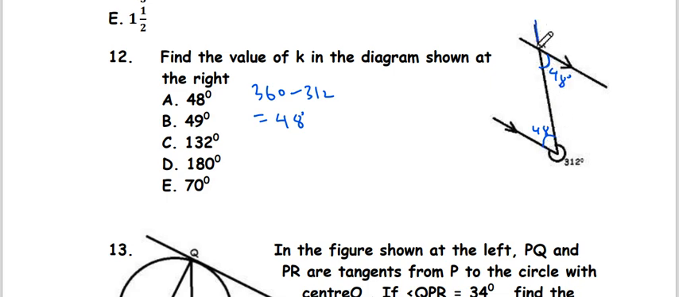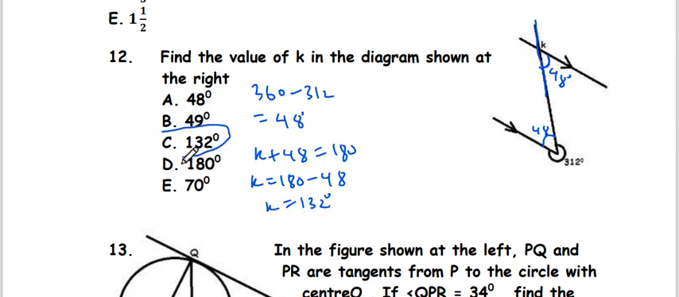Now this is a straight line. So to get k, you say k plus 48 is equal to 180. That's sum of angles on a straight line. So k is equal to 180 minus 48. k is equal to 132 degrees. Option C is our answer here.